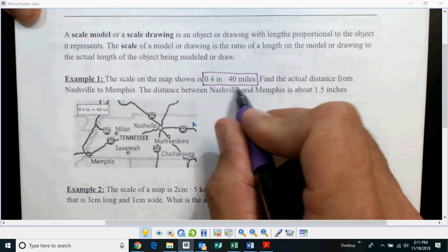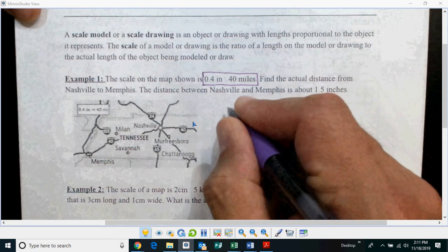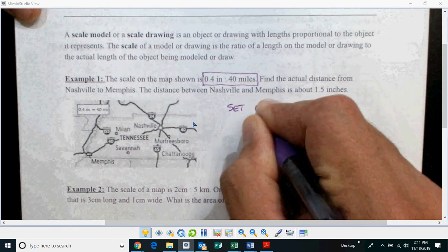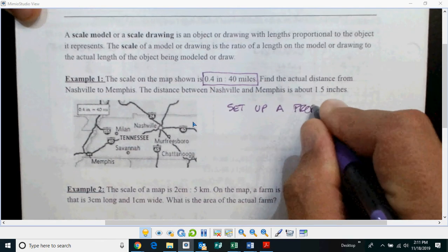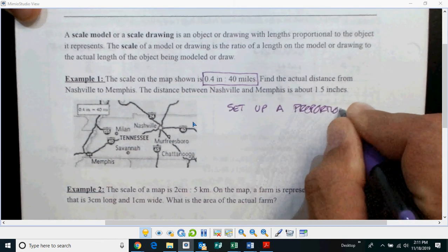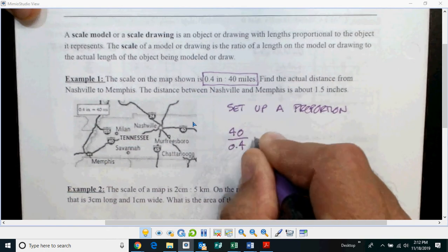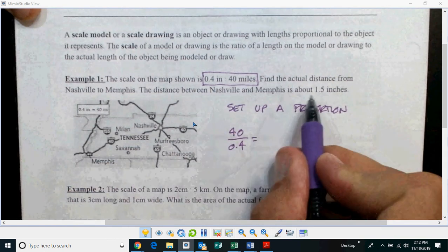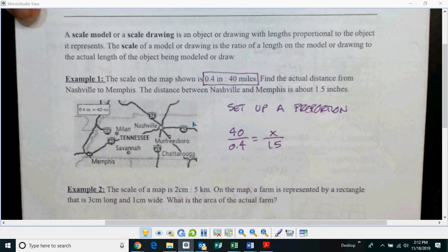All right. So if the scale is 40 miles is 0.4 inches, then we get to set up a proportion or ratio. So I know that 40 miles is 0.4 inches, and I'm trying to figure out how many miles it is for 1.5 inches.